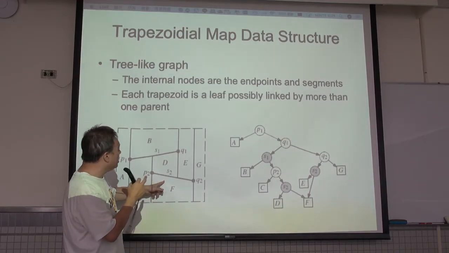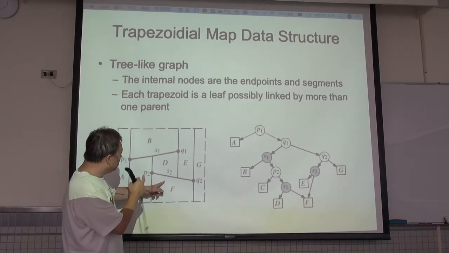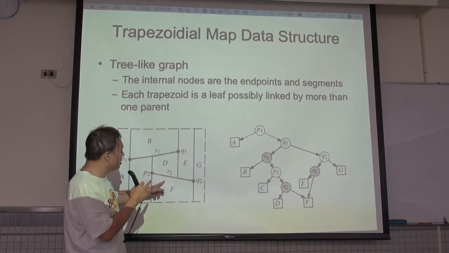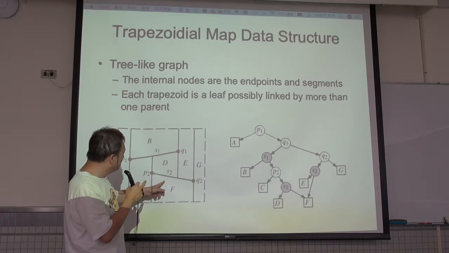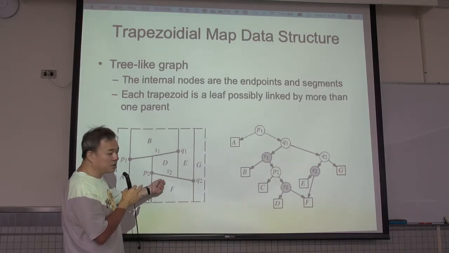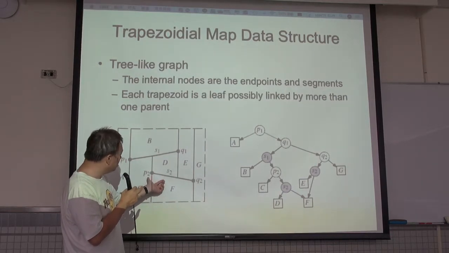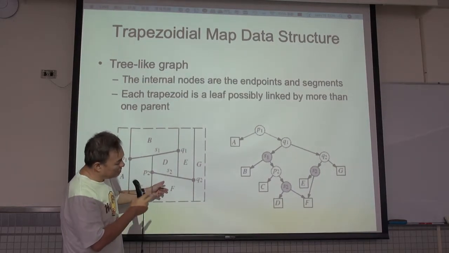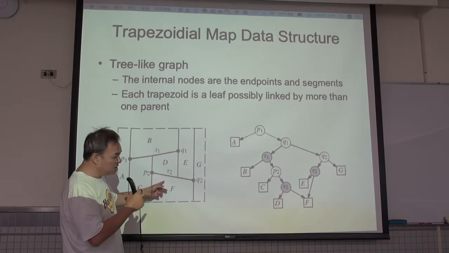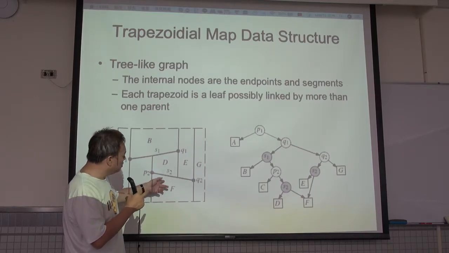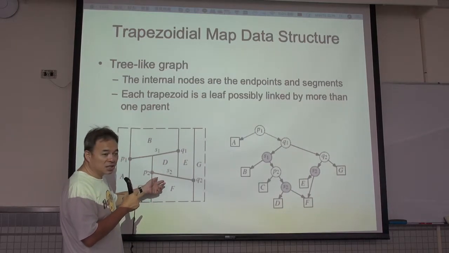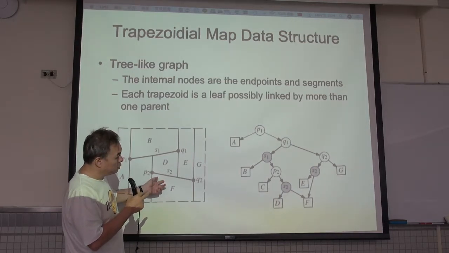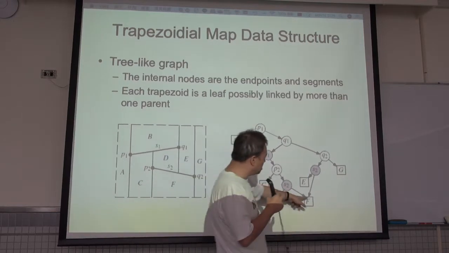And then we see S1. This point is below S1, so we go to the right subtree. And we see P2. This point is on the right hand side of P2, P2 is here, so we go to the right subtree. And then we see S2. When we see S2, this point is below S2, so we go to the right subtree. So from here we go to F.